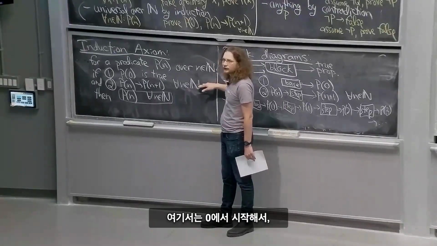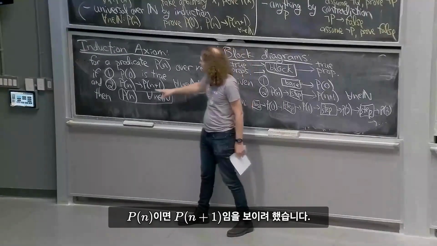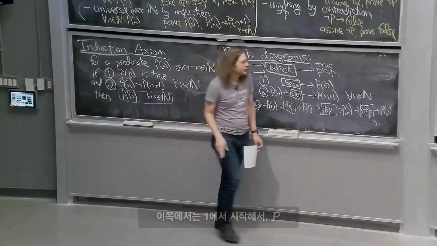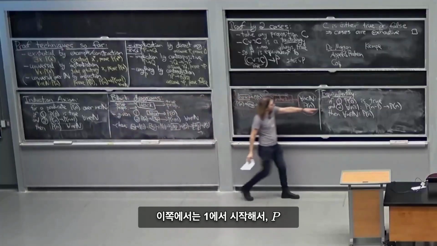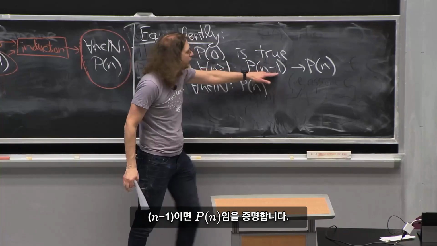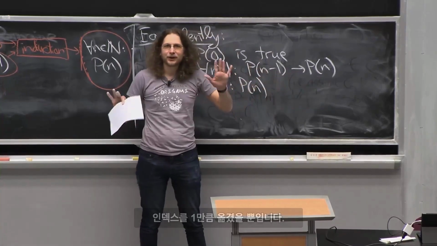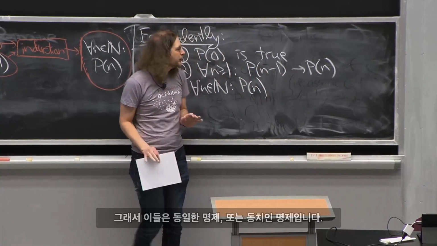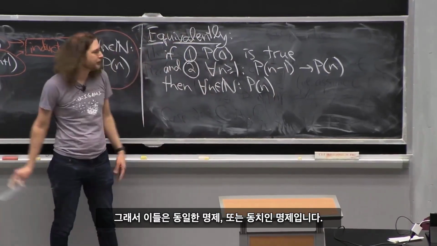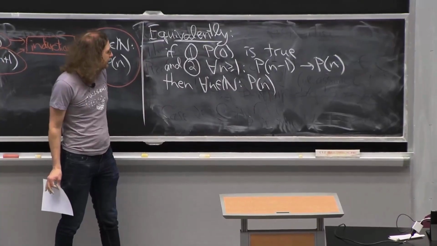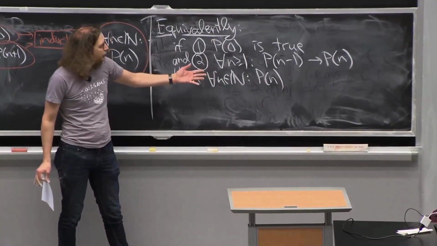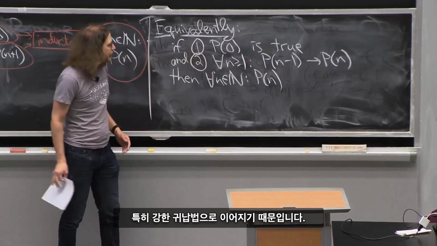Here, we started at 0, and we wanted to show that P of n implies P of n plus 1. Over here, we're starting at 1, and we're proving that P of n minus 1 implies P of n. These are exactly the same things. I've just shifted the indices by 1. So these are identical, or equivalent, statements. I like this version. In particular, it will lead into strong induction.